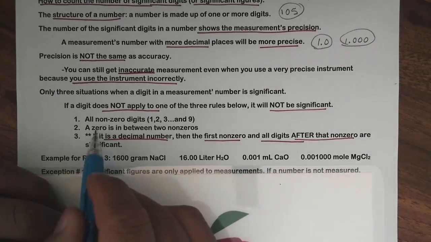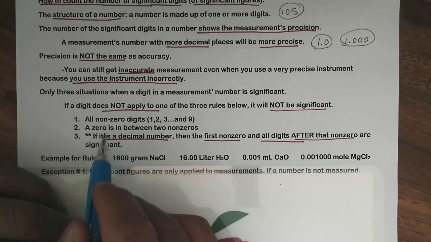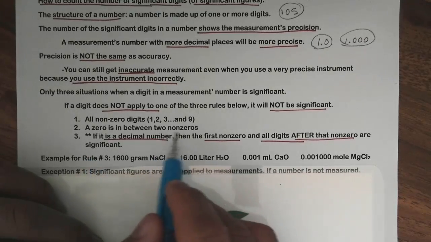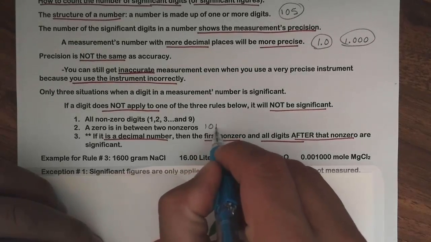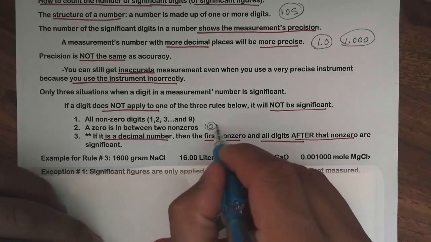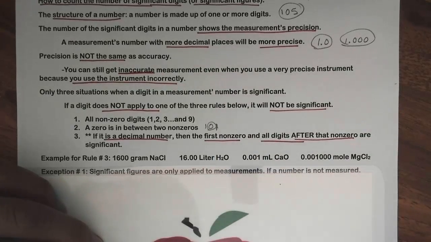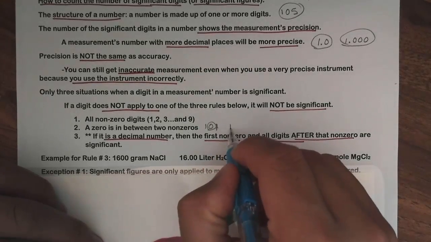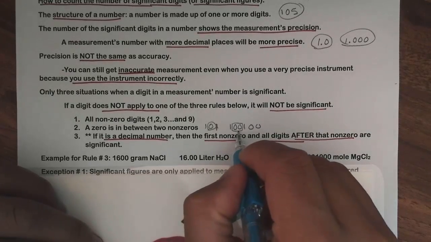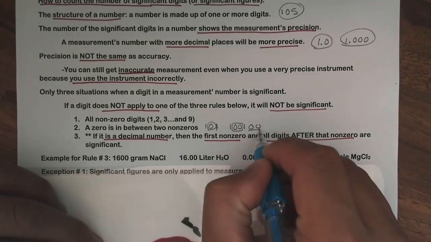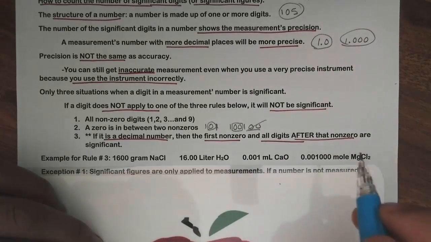And if you have a 0 that is in between 2 non-zeros, for example, if I have this right here, 1.01, this 0 is between the 2 non-zeros, so it is significant. Whereas if I have 1.00100, these 2 zeros right here are significant, but these 2 right here are not significant because they are not in between 2 non-zeros.